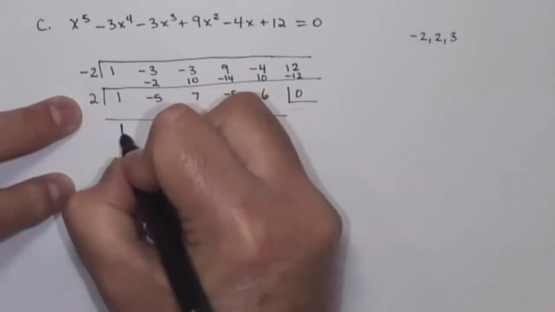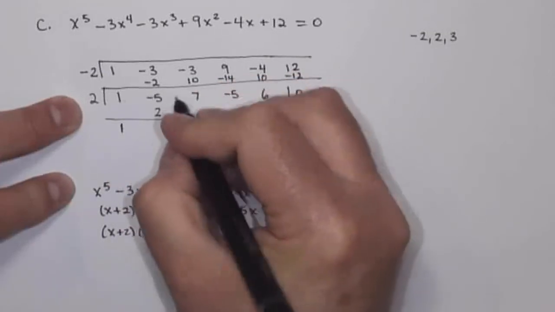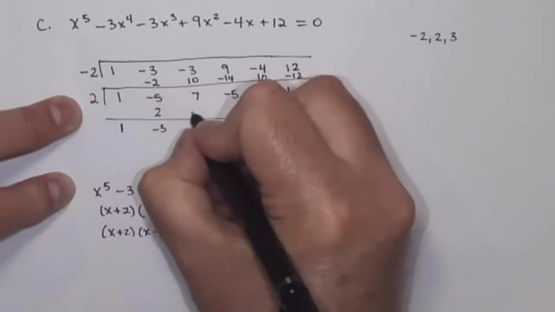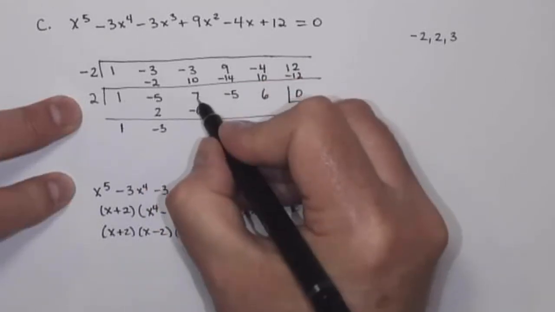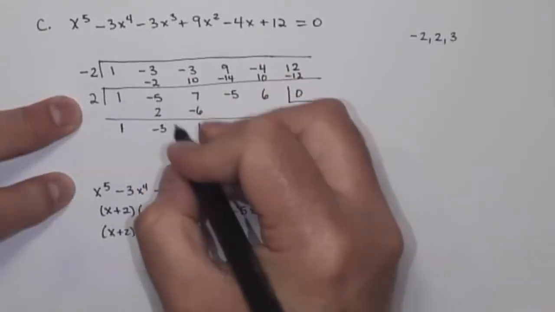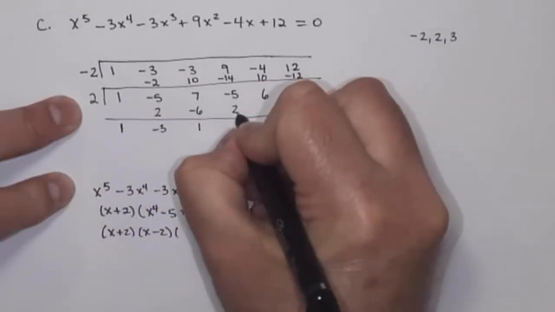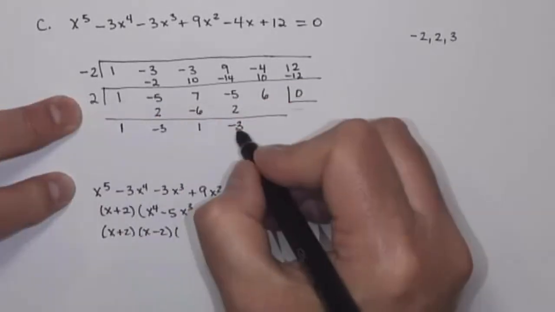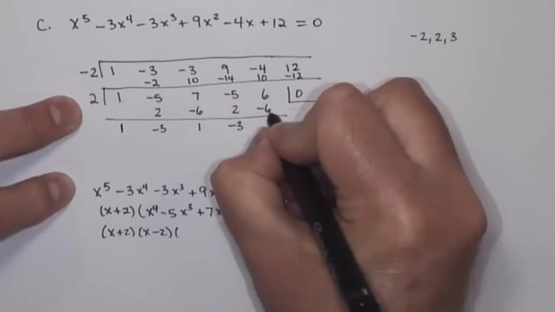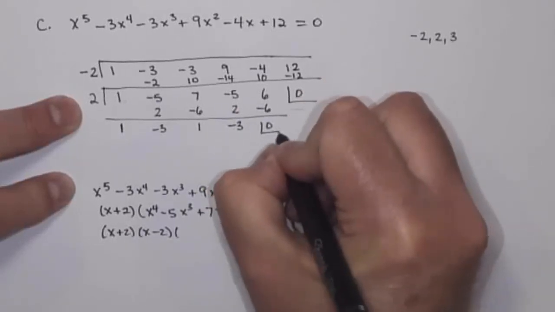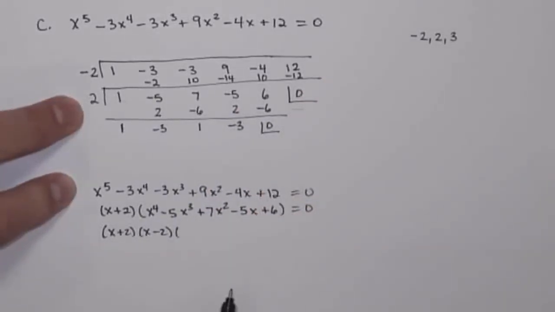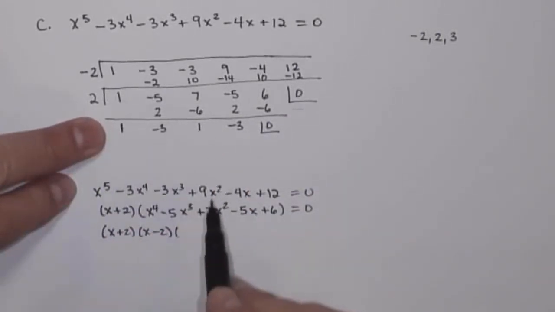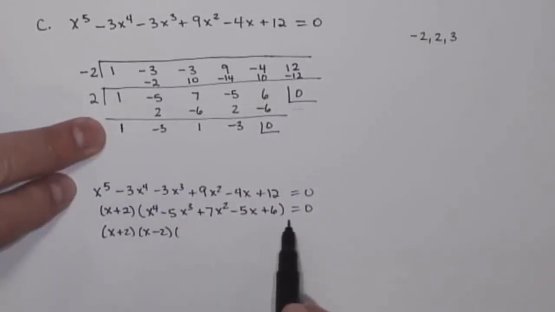Drop down my 1. 2 times 1 is 2. Negative 5 plus 2 is negative 3. 2 times negative 3 is negative 6. 7 plus negative 6 is 1. 2 times 1 is 2. Negative 5 plus 2 is negative 3. 2 times negative 3 is negative 6. And 6 plus negative 6 is 0. So again, we got a remainder of 0, which means x minus 2 is in fact a factor of this.